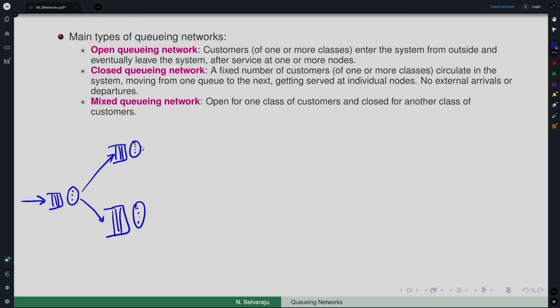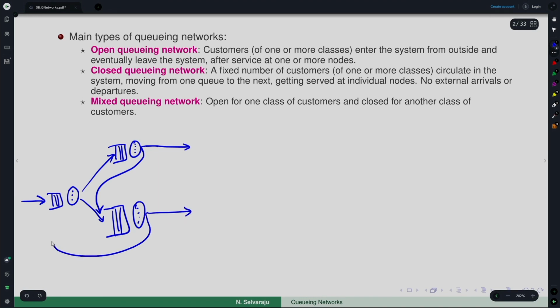So, here it might so happen that from here, some may go out, for example. So, some of them are going out, and again it comes and joins this queue, which is possible. And from here again, some either go out or come and join this particular queue, for example. It could be a very simple 3-node network.